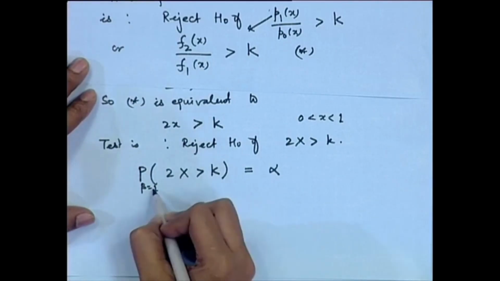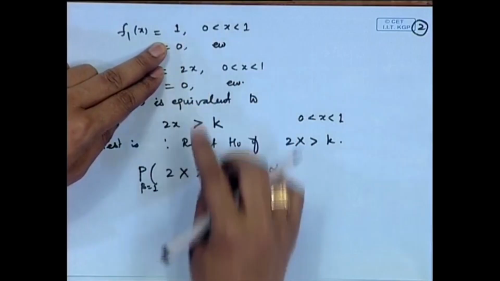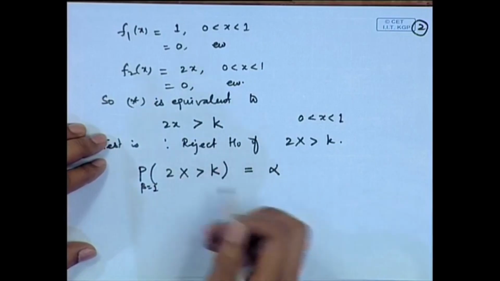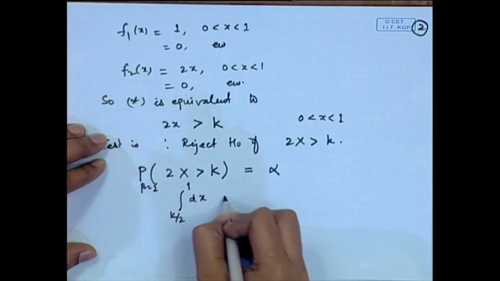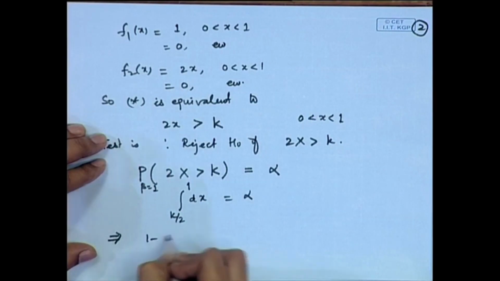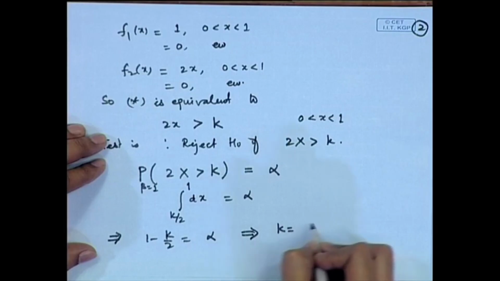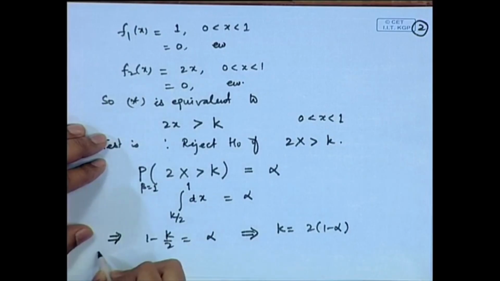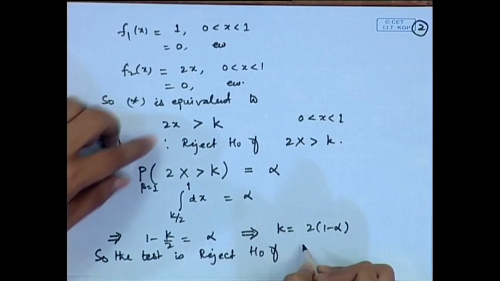Now, when beta is equal to 1, the density is a uniform distribution. So, this value can be calculated: this is the probability of x greater than k by 2. This becomes the integral of dx from k by 2 to 1, which is equal to alpha, or you can say 1 minus k by 2 is equal to alpha, which implies k is equal to twice 1 minus alpha.